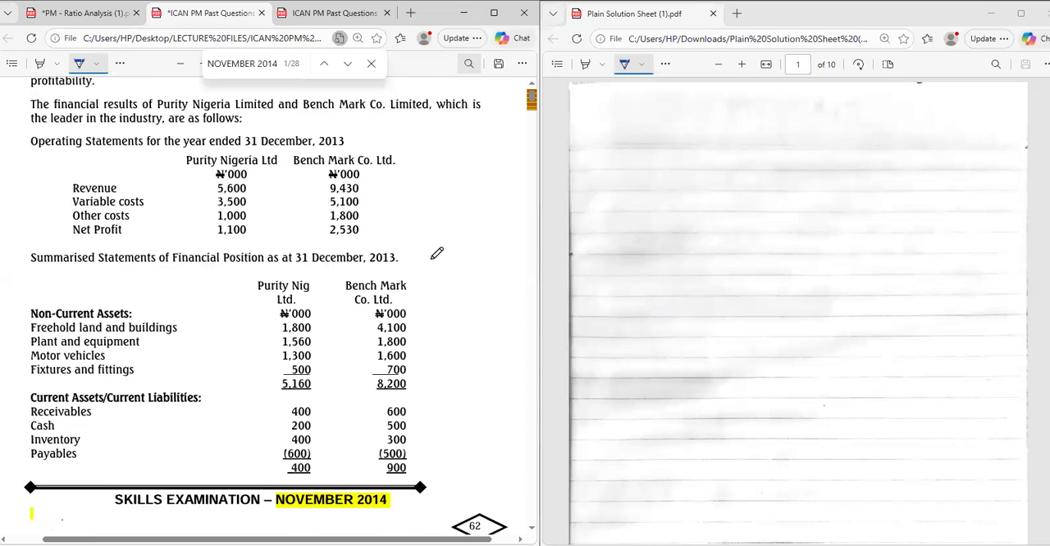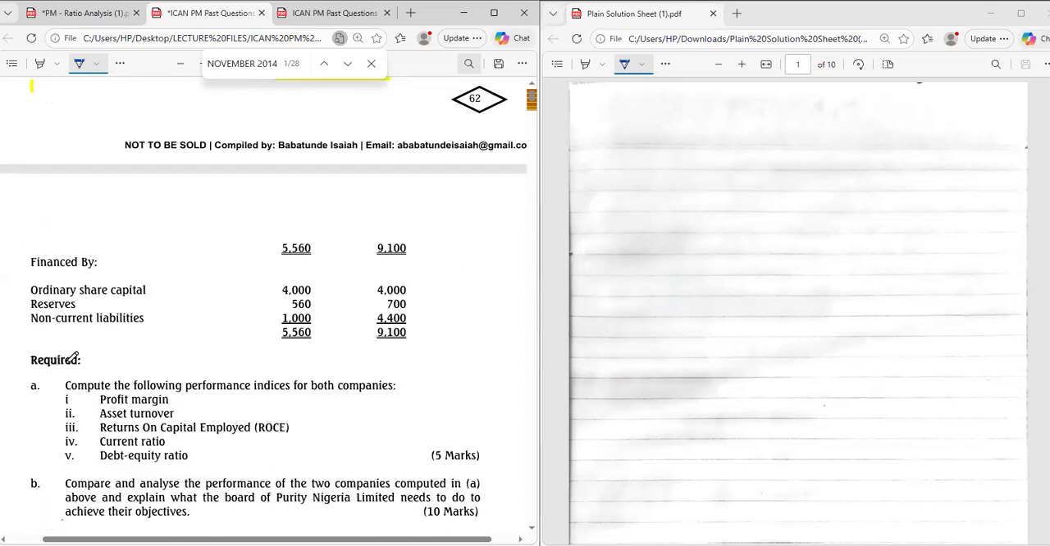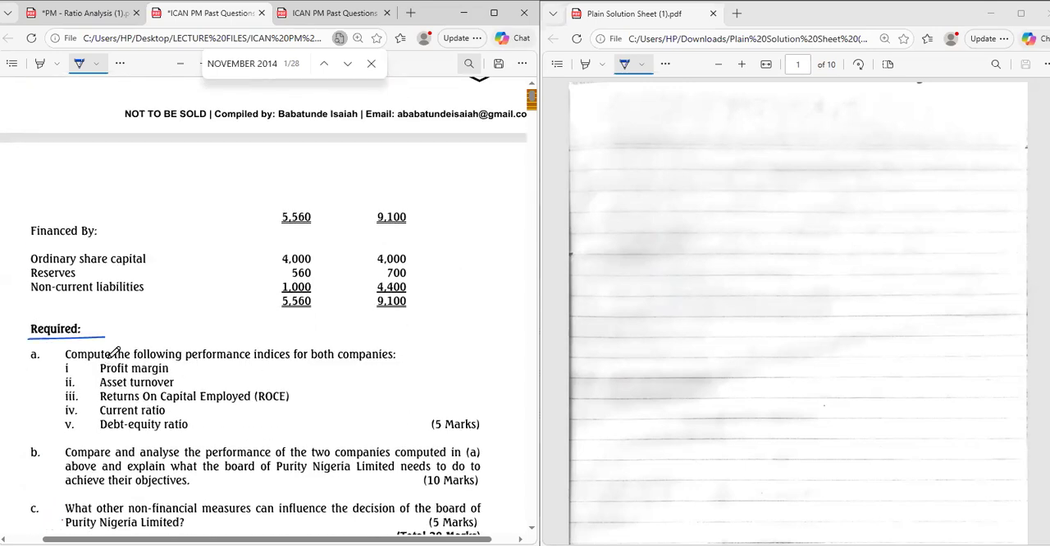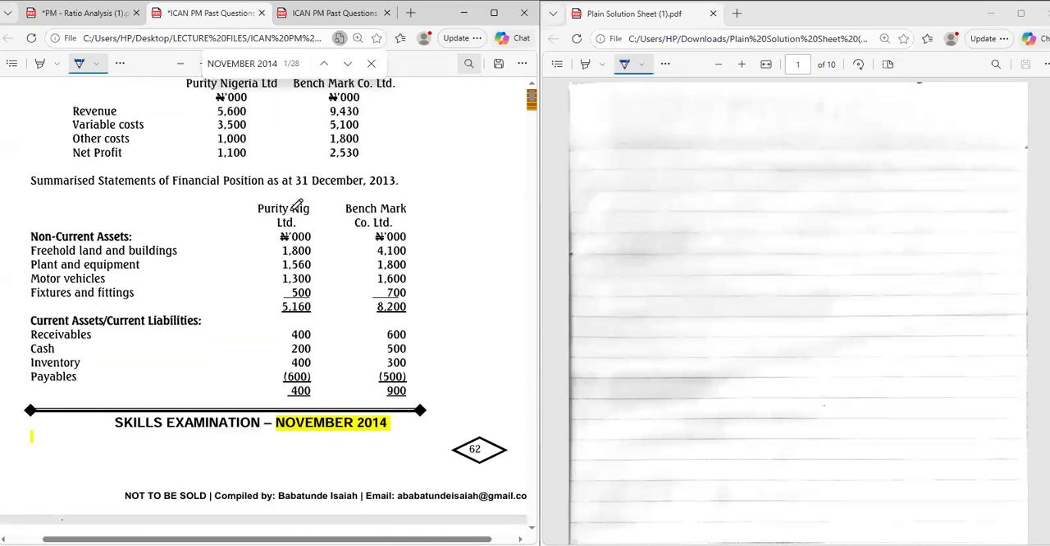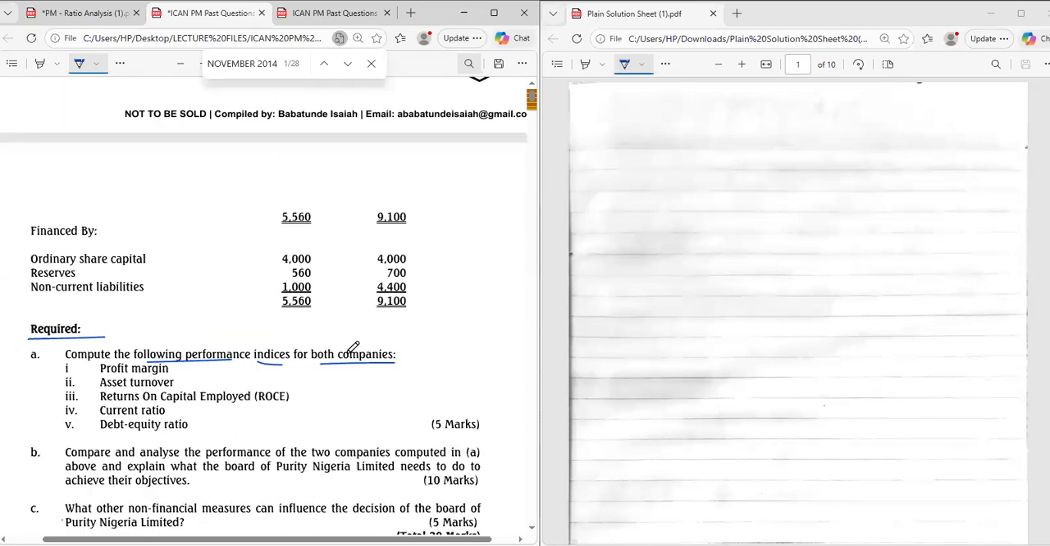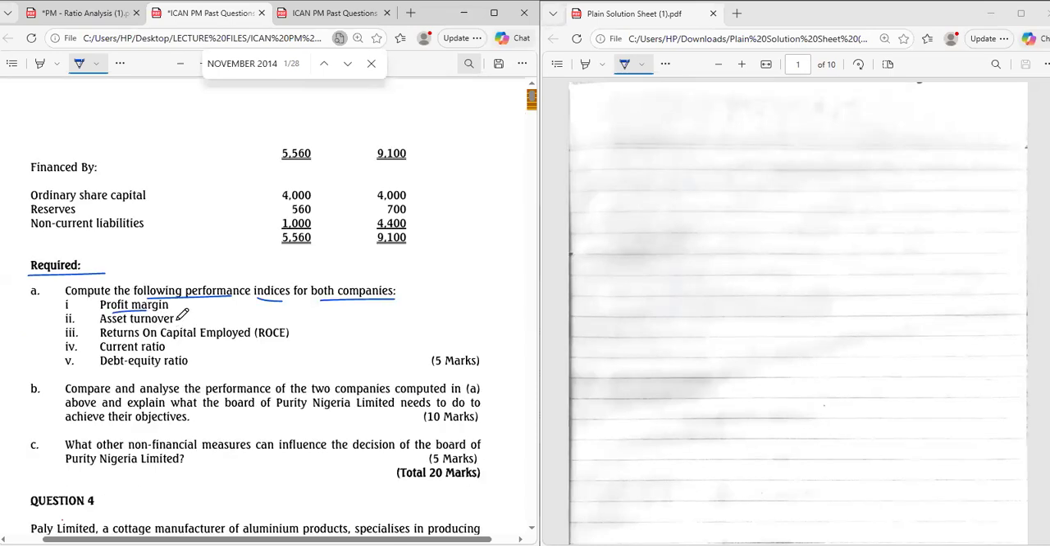Let's forget about this whole story that they're telling us here. Let's come and see the requirement. They said, compute the following performance indices. You know, when I was defining ratio, I said it's an index. So compute the following performance index for both companies. So I think we have two companies here, Purity and Benchmark. Number one is to calculate profit margin, asset turnover, return on capital employed, current ratio, debt to equity ratio. 5 marks. But you know you cannot joke with 5 marks in your exam.